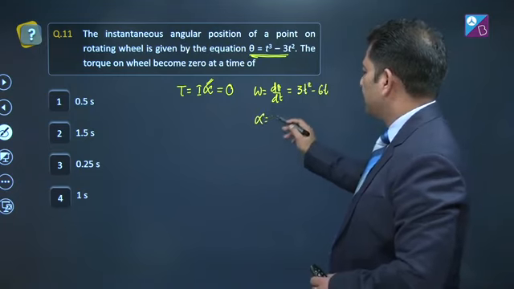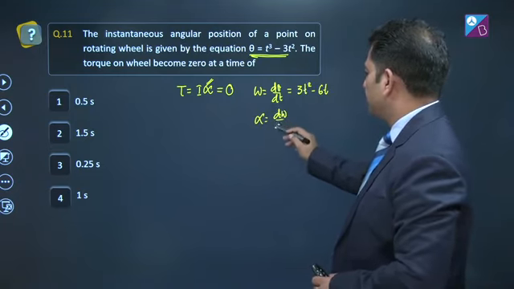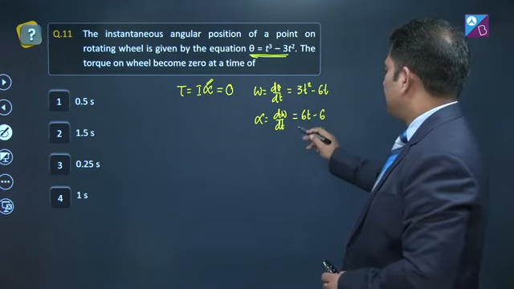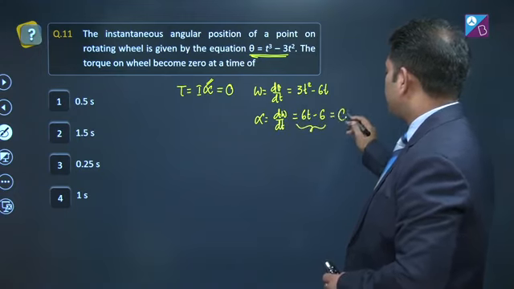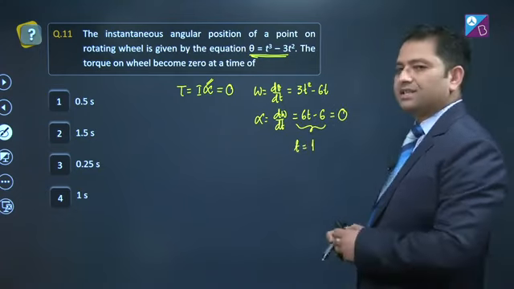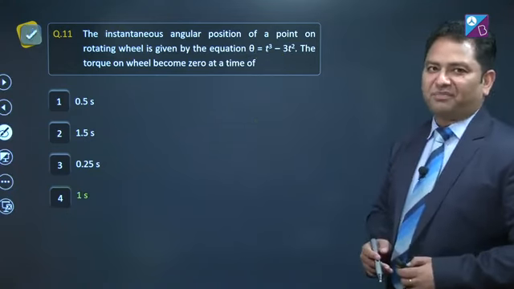Alpha तक पहुंचना है, no problem, we'll further differentiate omega. So that is equals to 60 minus of 6. अब ये value कब जाके 0 होगी? When t will be 1. And that is present in option number 4.